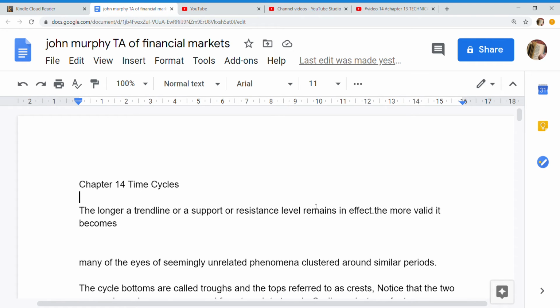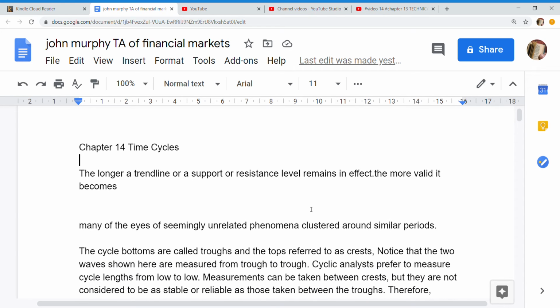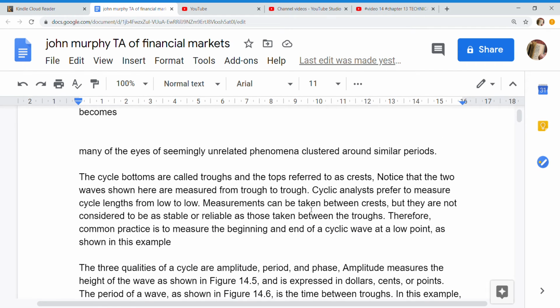Chapter 14 Time Cycles. The longer a trend line or a support or resistance level remains in effect, the more valid it becomes. Many of the seemingly unrelated phenomena clustered around similar periods. The cycle bottoms are called troughs and the tops referred to as crests.